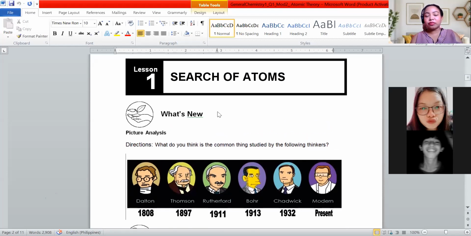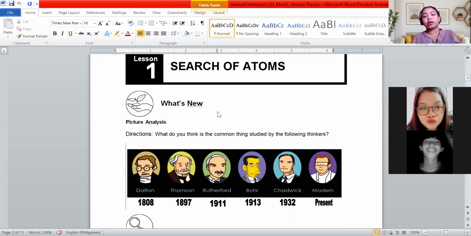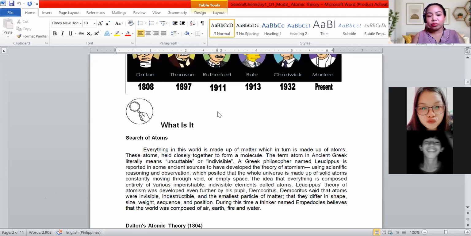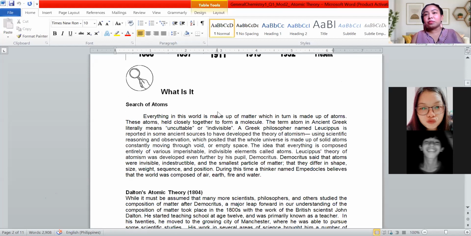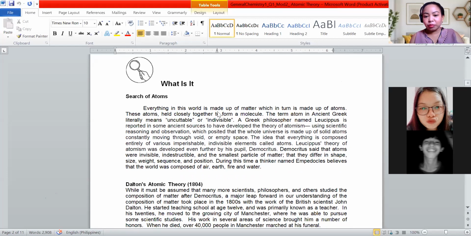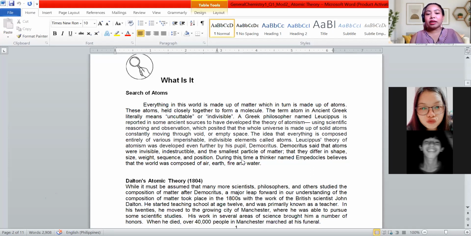Let's start with the first lesson, which is the search for the atom. So to start with, the search of the atom comes from a vision of Leucippus that when a wall is created, it is created by small pieces of rock. So this is how all matter is. That's why Leucippus was reportedly the first person to conceive the idea that matter is made up of tiny particles. And he called these particles atomos.